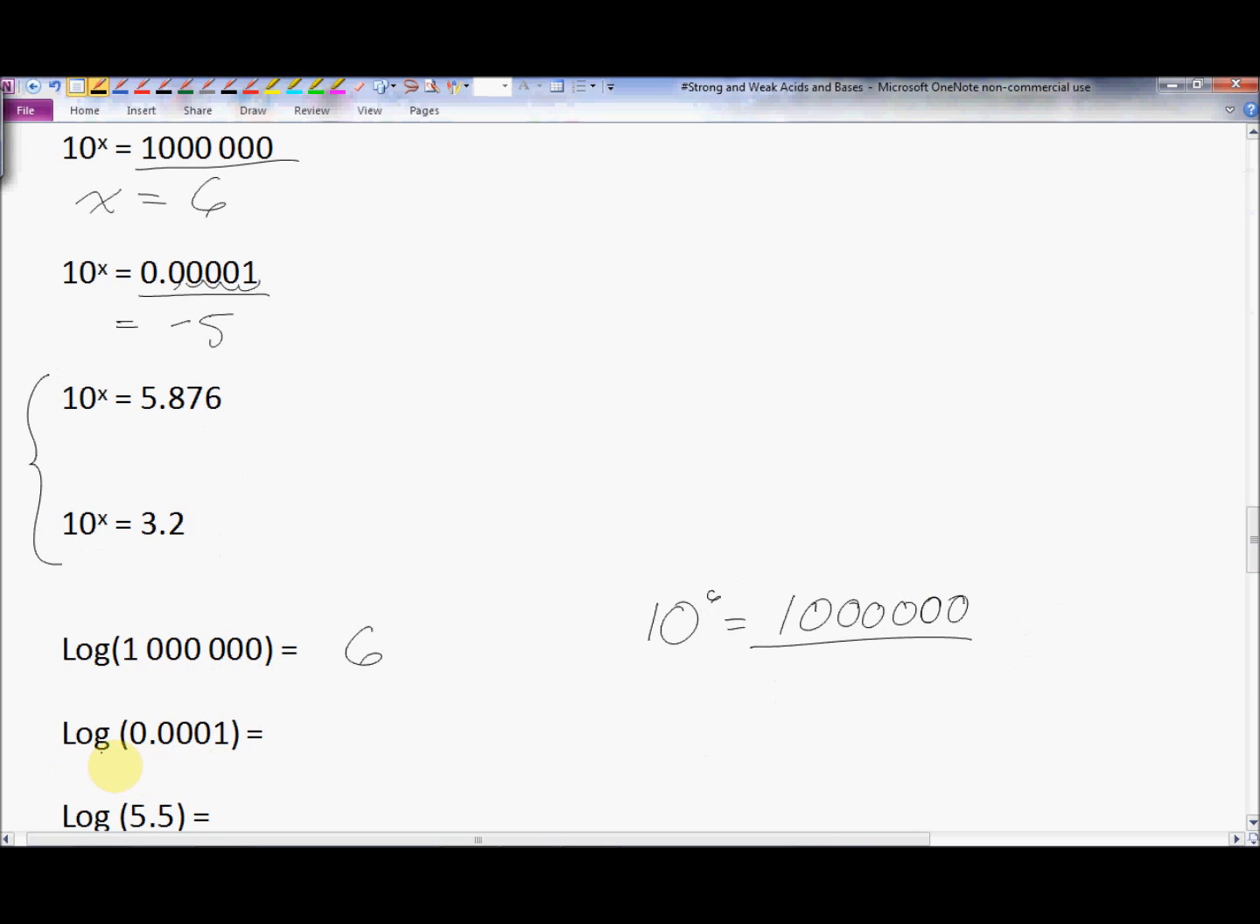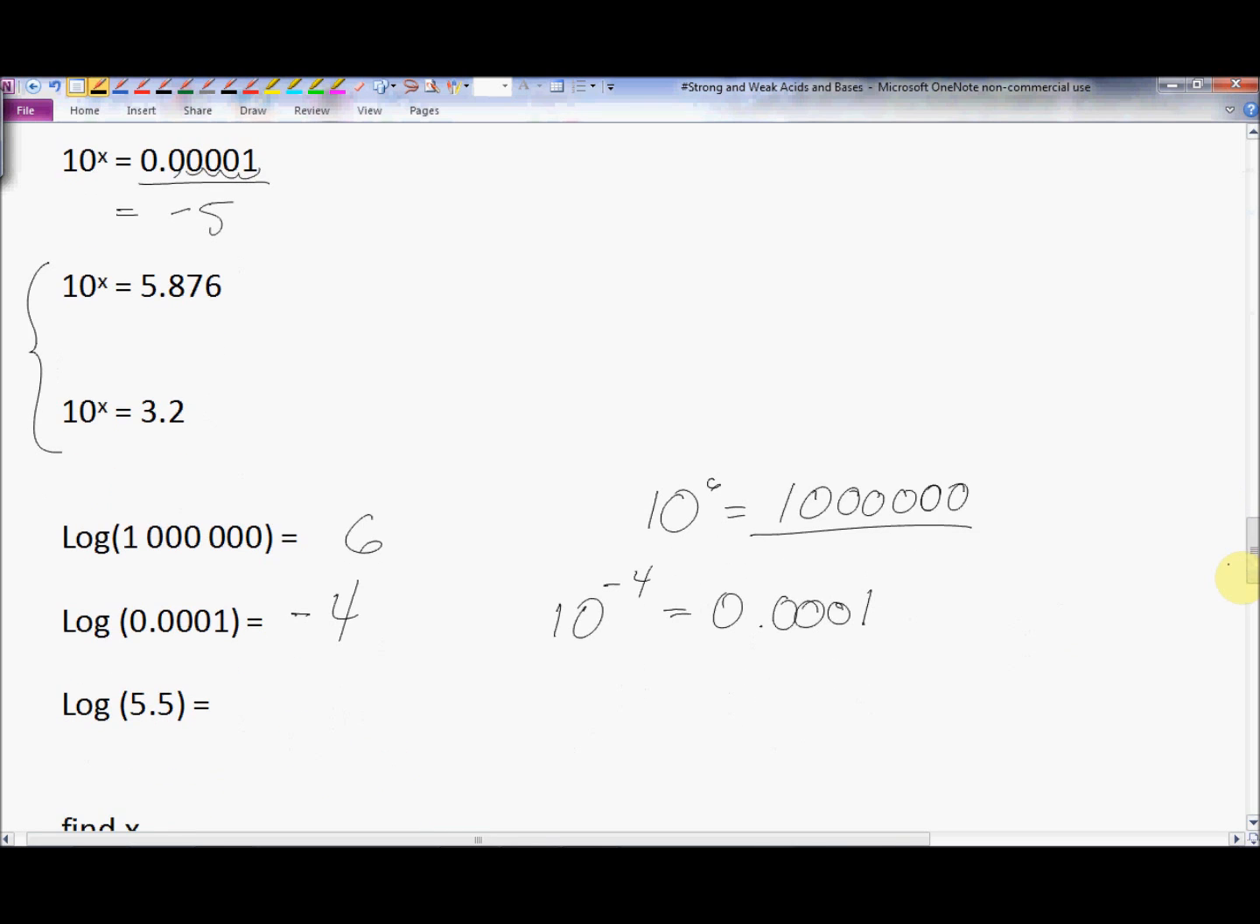So in this case, log of 0.0001, what we're saying is 10 to the power of what will give us 0.0001. Well, 10 to the power of negative 4 gives us 0.0001. So log of 0.0001 is negative 4. But we don't have to figure it out by hand. We can actually just use our calculator.